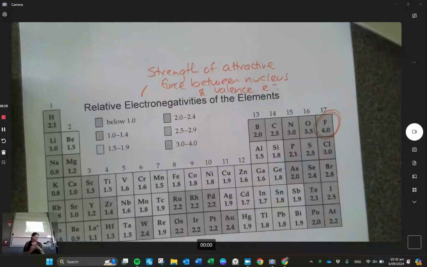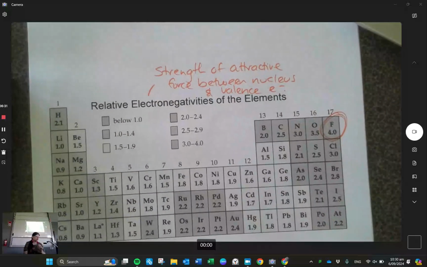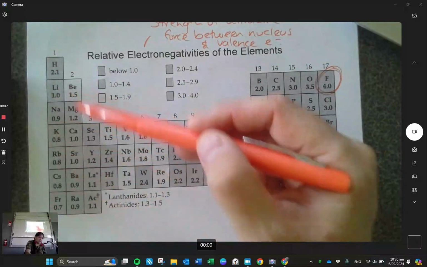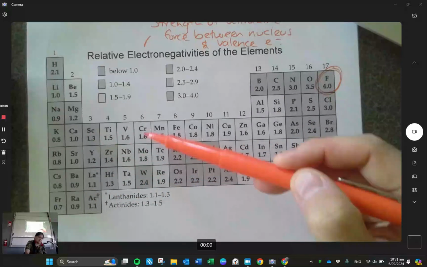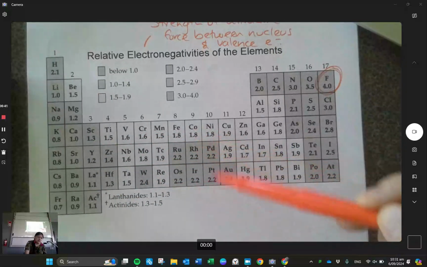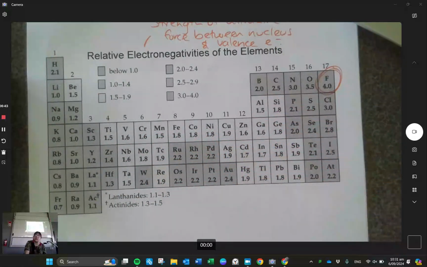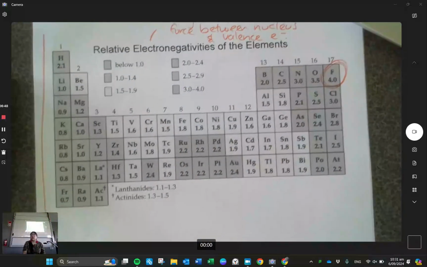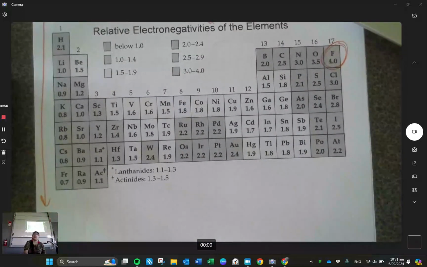Okay, so there are two factors that are going to be affecting electronegativity. The first one is going to be the size of the atom. If you notice, when we're going down the periodic table, what do you see happening with the electronegativities? It's generally decreasing. So as we go down the periodic table, we see a decrease in electronegativity, and we need to explain why.